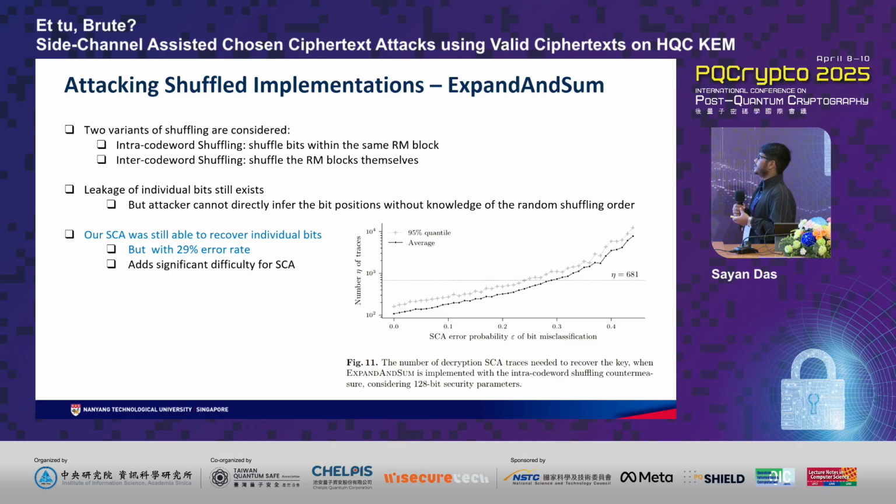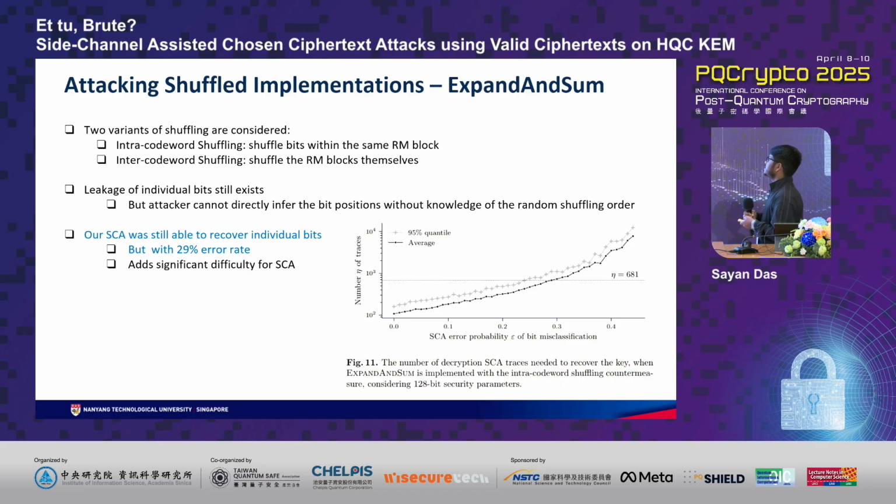Coming to attacking shuffled implementations, we have considered two shuffled implementations: intra-codeword shuffling and inter-codeword shuffling. There is leakage of individual bits, but the attacker cannot directly infer the bit positions without knowing the random shuffling order. Our side channel attack was still able to recover the individual bits, but the error rate was pretty high, at 25%, and it does add significant difficulty.